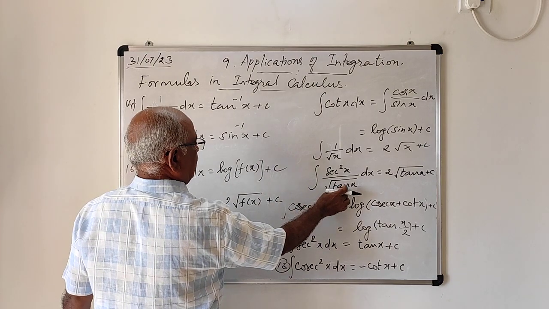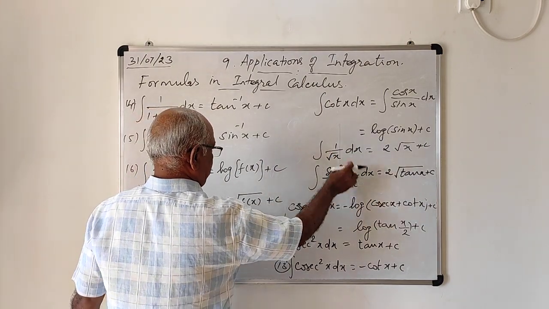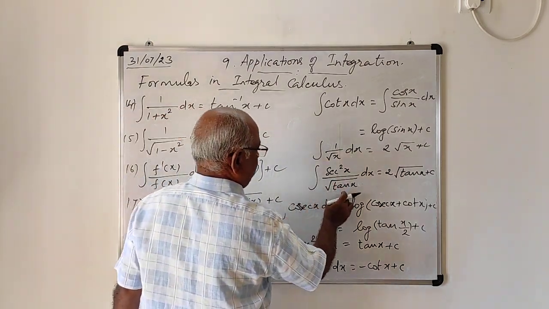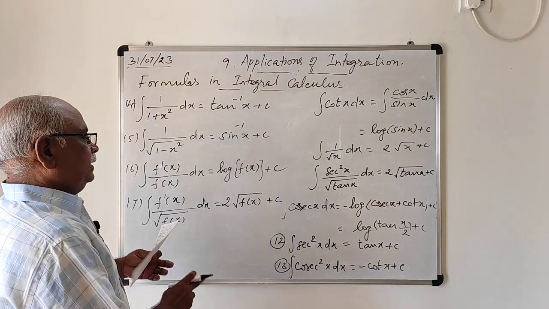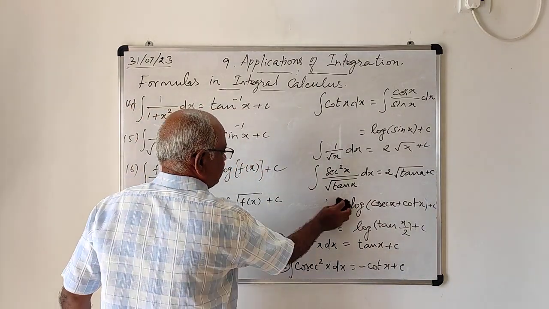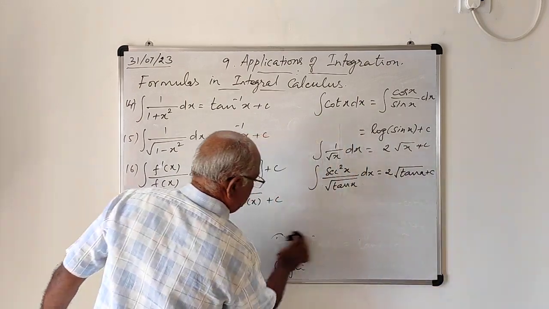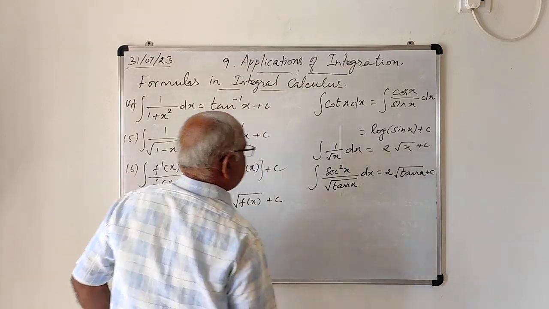The derivative of the function within the root in the denominator is secant square x. The tan x derivative is secant square x. The integral of f dash of x by root of f of x is 2 into root of f of x. Therefore, 2 into root of tan x. Like that, the results are applied. Next, these are the things you have studied. I am just recalling the 12th standard syllabus.